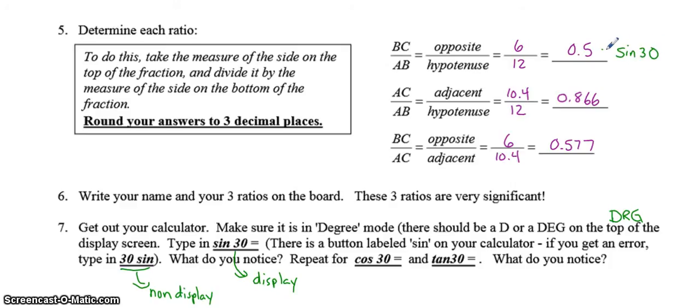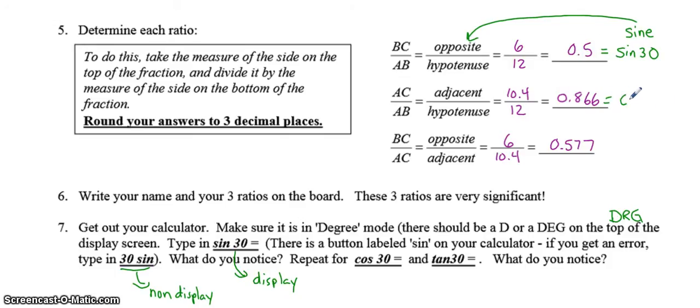So sine 30 is equal to 0.5. The full word is sine. It's just abbreviated as SIN. And sine is the ratio of the opposite side to the hypotenuse. So if the angle was something different, say 50, sine 50 would have a different ratio. The ratio wouldn't be 0.5, or the scale factor wouldn't be 0.5.